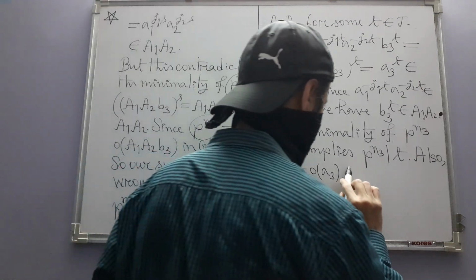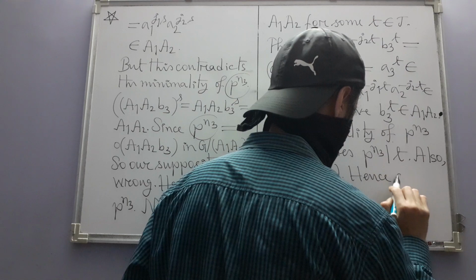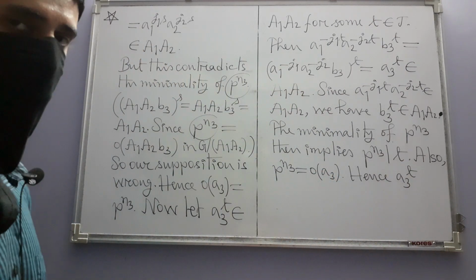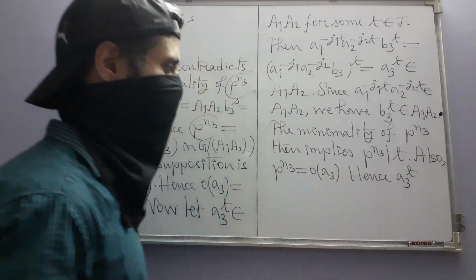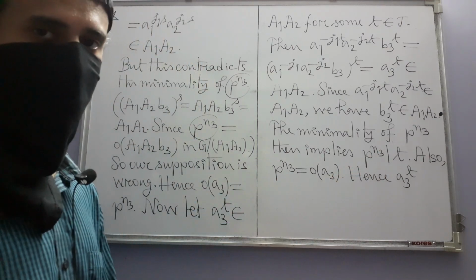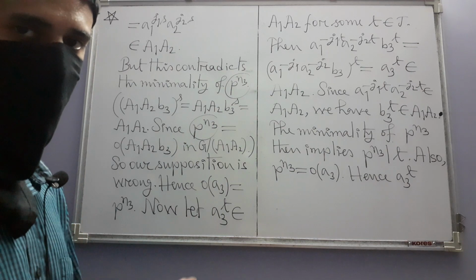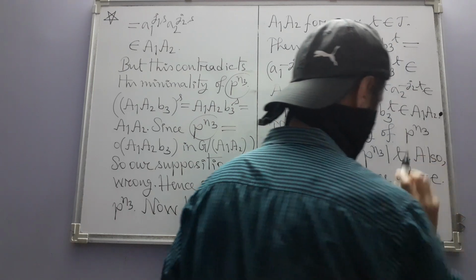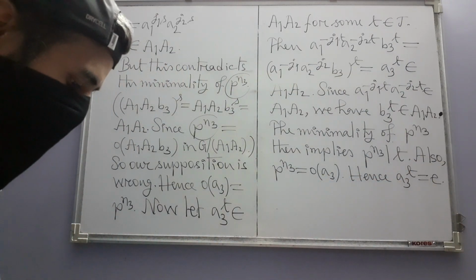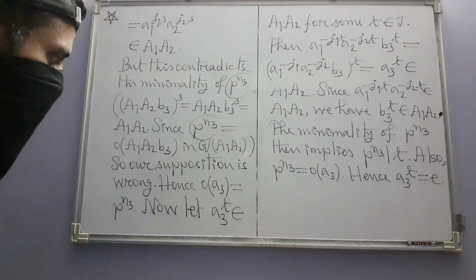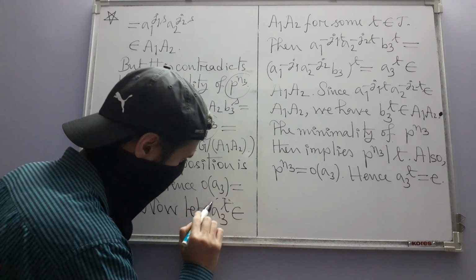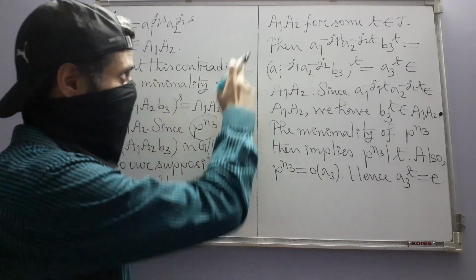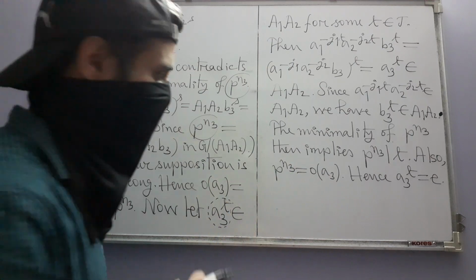Hence, A3 to the power T. So, T will appear as a multiple of P to the power N3, which is the order of A3. So, one application of one of the rules of exponents will make this identity. So, that's it. So, you chose this arbitrary element from capital A3 also in A1, A2, and it turned out to be identity.